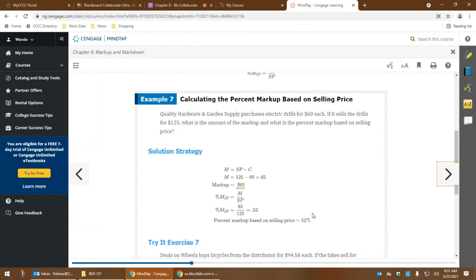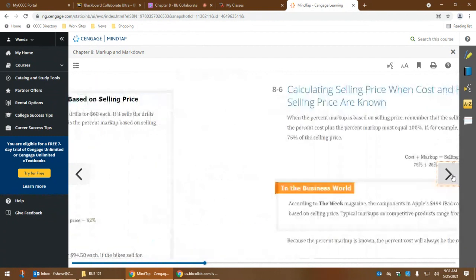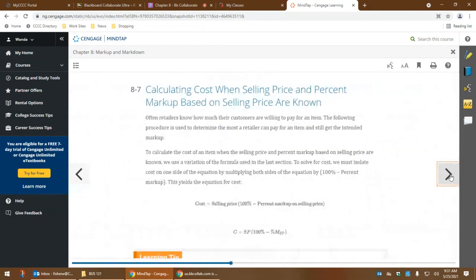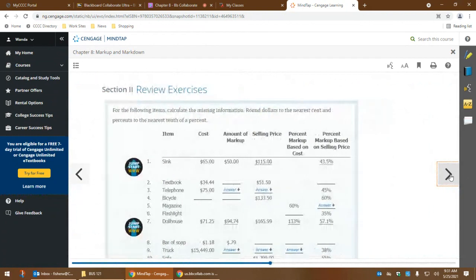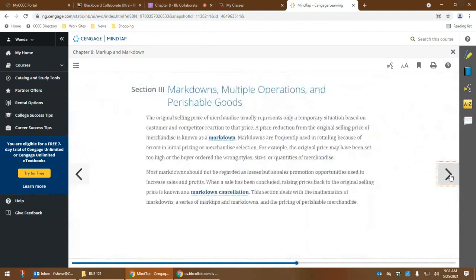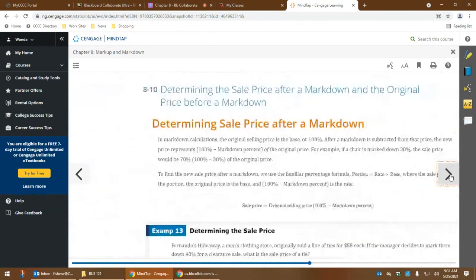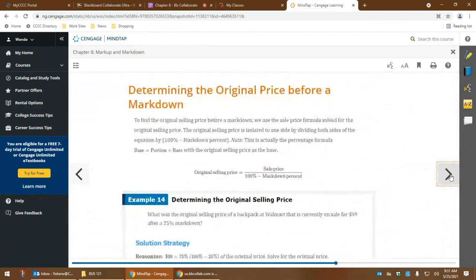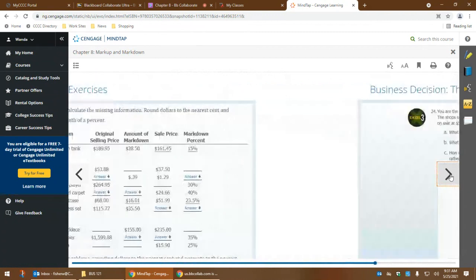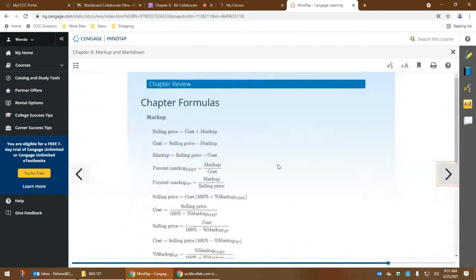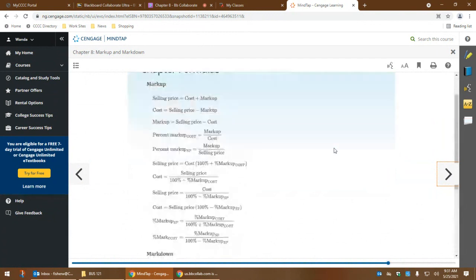So the rest of the chapter just, again, reuses those formulas, but now everything is based on selling price. I'm going to skip back to that important page. Let's see, it's towards the end of the chapter. Here are our review problems with the selling price. Here we go. So at the very end of chapter 8, you have these formulas.